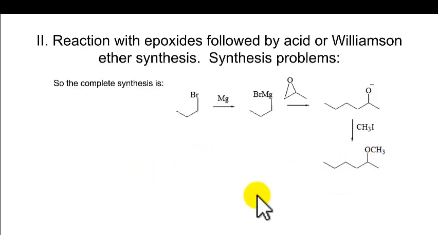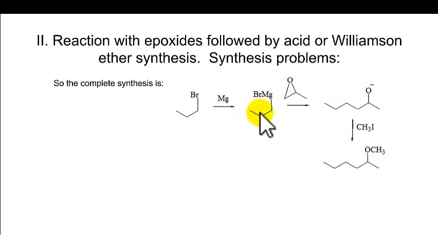The complete synthesis that you would write if this were a quiz question is as shown here. This is the target molecule. You make it from this alkoxide by reacting with methyl iodide. Then here's the key step. How do you make this alkoxide? You make it from this epoxide and this Grignard or organolithium.